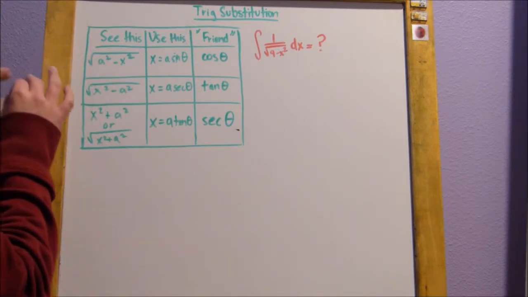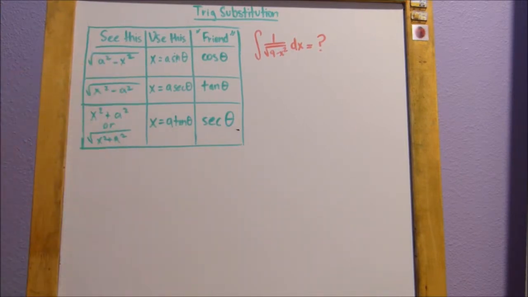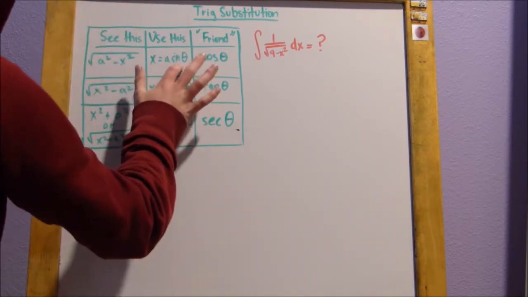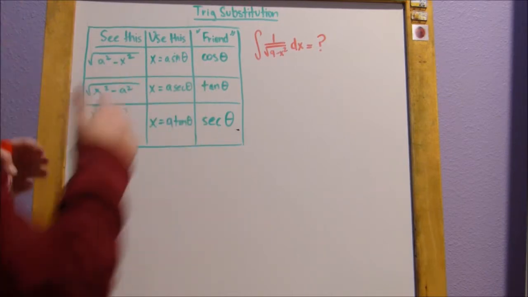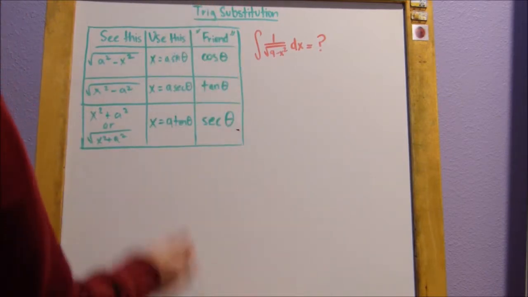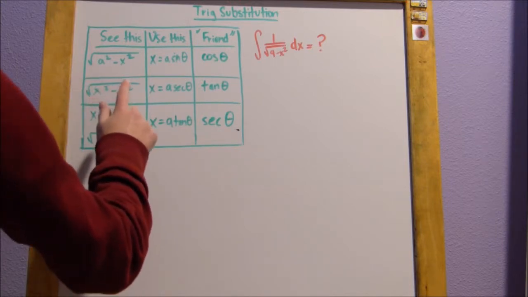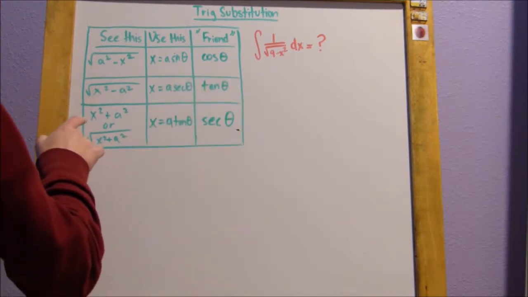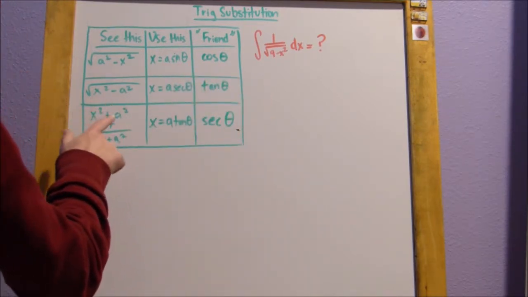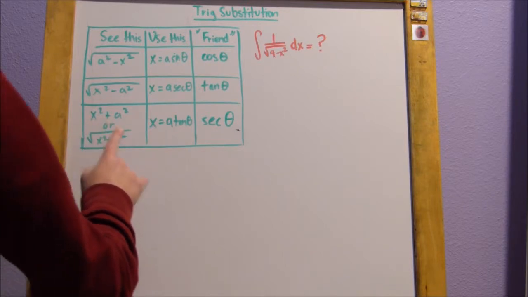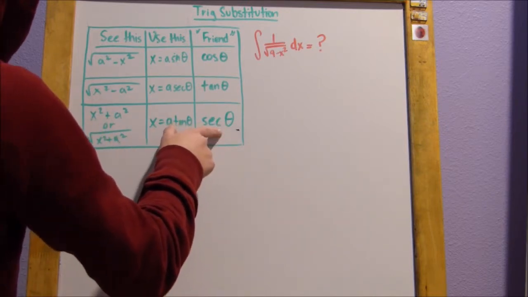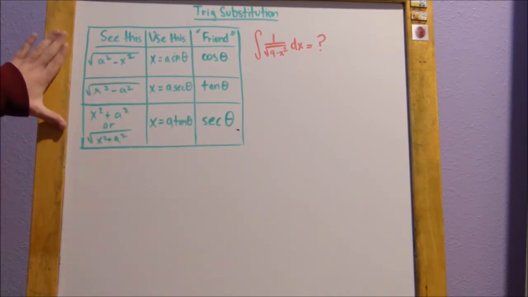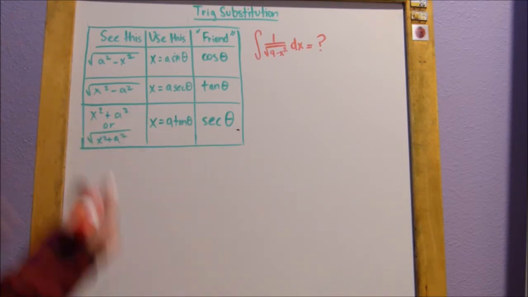So if you see a squared, where a is just some number, a squared minus x squared, the square root of that, you're going to use sine. And then your friend is cosine. We'll get to what the friend means. If you find the square root of x squared minus a squared, you're going to use secant, and the friend is tangent. If you have x squared plus a squared, or the square root of x squared plus a squared, you're going to use tangent, and your friend is going to be secant. So this will be a lot more useful to you if you actually know how to do trig substitution.